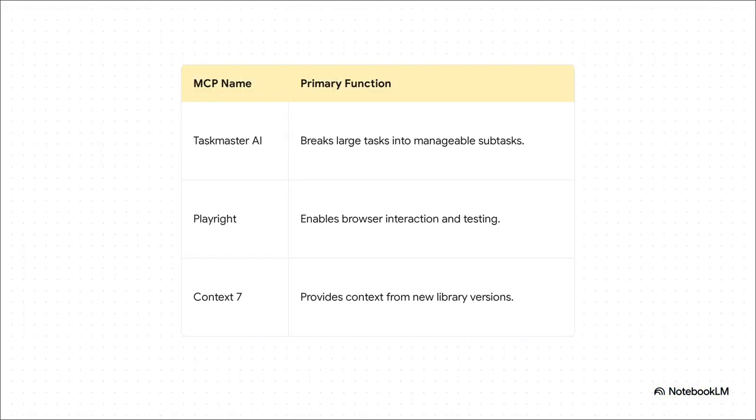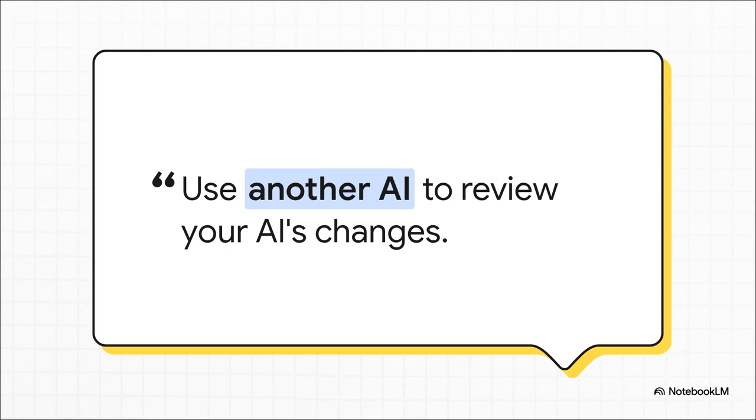These are called MCPs, or multi-Claude processors, and they are total must-haves. Just think of them as plugins that give Claude specialized skills. Taskmaster AI, for example, is brilliant for breaking down huge requests. Playwright lets it actually use a web browser to test things out. And Context 7 is a lifesaver when you're working with some brand new framework and the AI keeps writing old, outdated code. And this brings us to a really key expert tip.